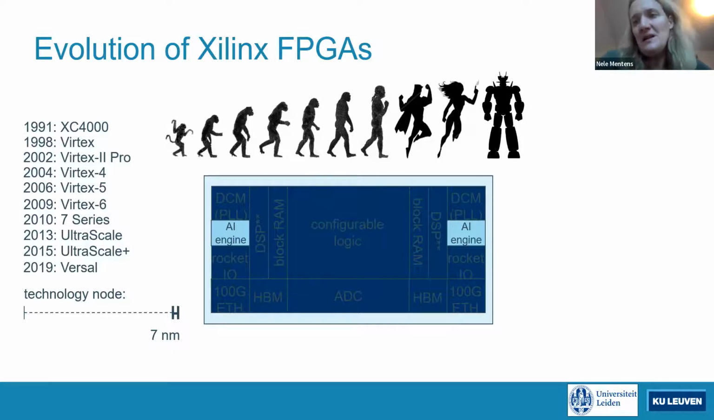So sometimes it's better to go for an FPGA that is made in the latest technology node and has these efficient building blocks than to go for an ASIC that would cost you very, very much if you would want to go to this newer technology.